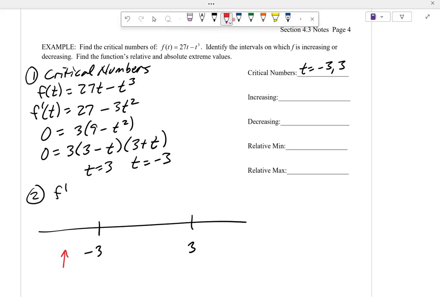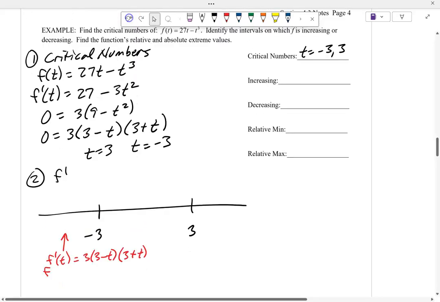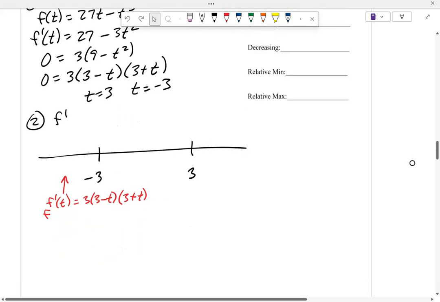So we're going to plug in f prime of negative 4, something to the left of negative 3. We're going to plug it into f prime of t. F prime of t is 3 times 3 minus t times 3 plus t. And we're going to plug in something to the left of negative 3. And I said negative 4.